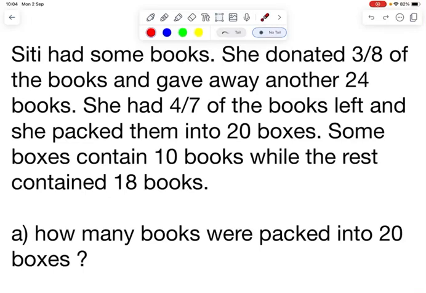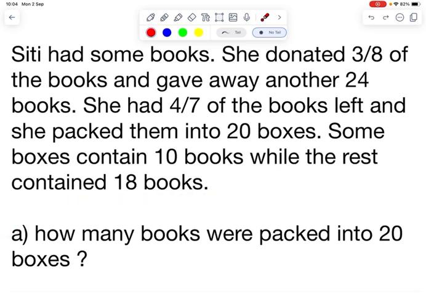We have this Miss City here, who had some books. She donated 3 out of 8 of the books and gave away another 24 books. She had 4 out of 7 of the books left, and she packed them into 20 boxes. Some boxes contained 10 books, while the rest contained 18 books.